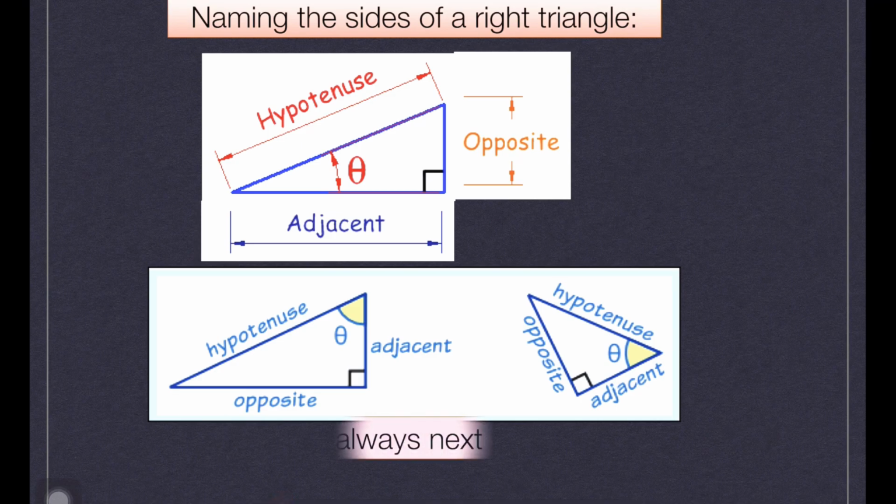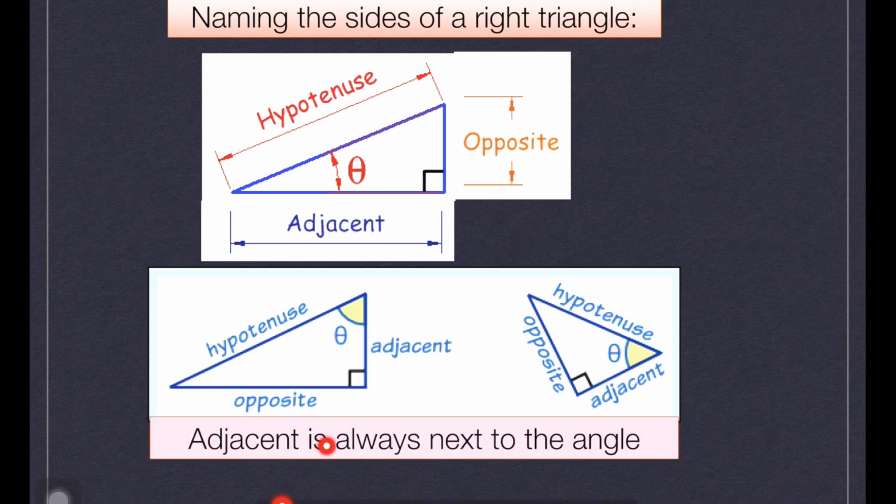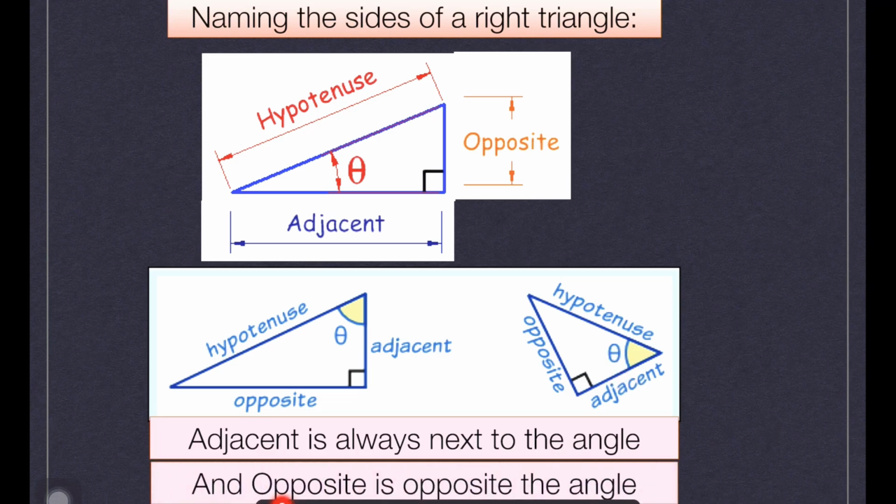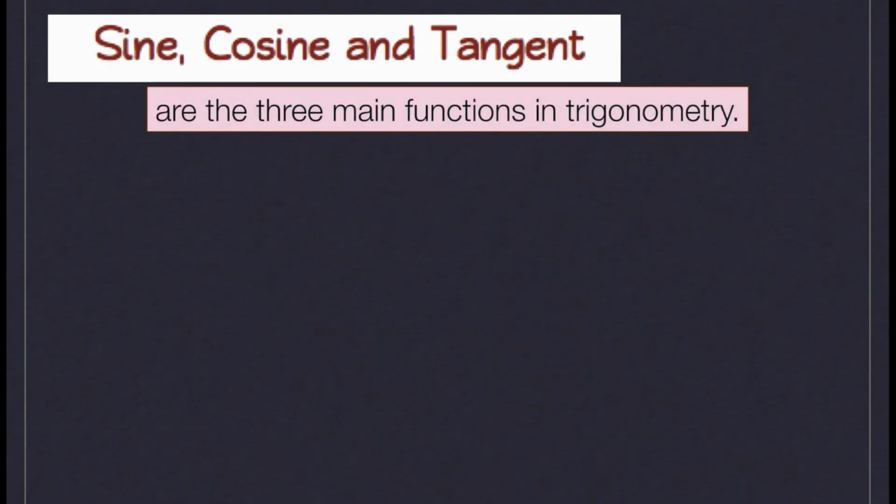Look at these two illustrations. Adjacent is always next to the angle. Look at this reference angle theta, which is the adjacent side, and opposite is opposite the angle. So that's it.